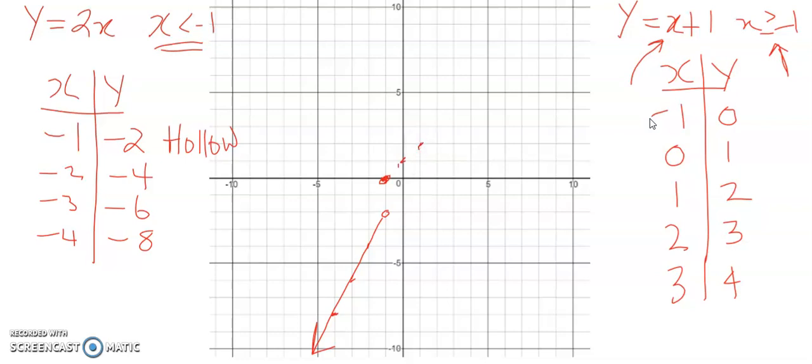1 and 2 is right there. They're all solid now, remember. 2 and 3, right there. 3 and 4, right there. You can continue this as far as you want.